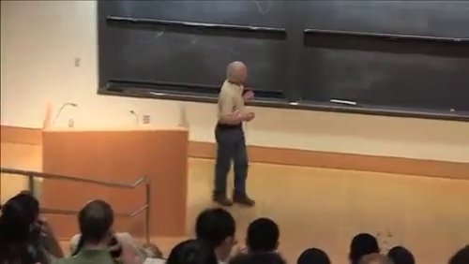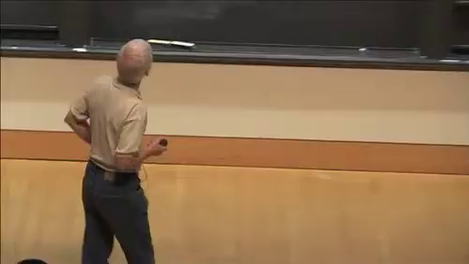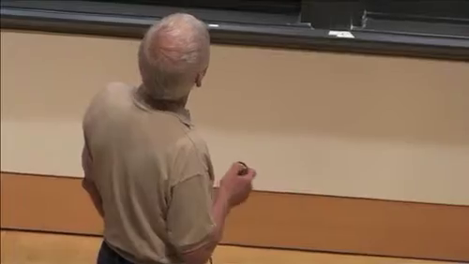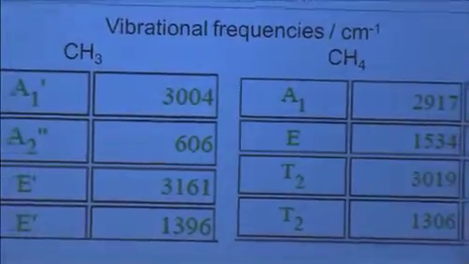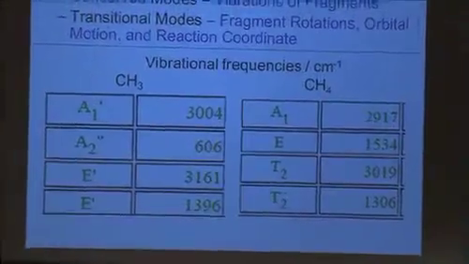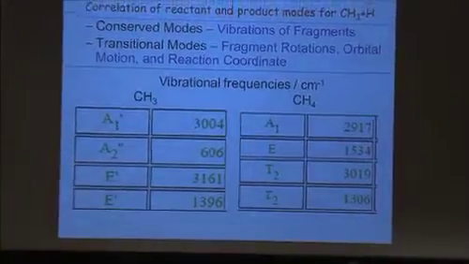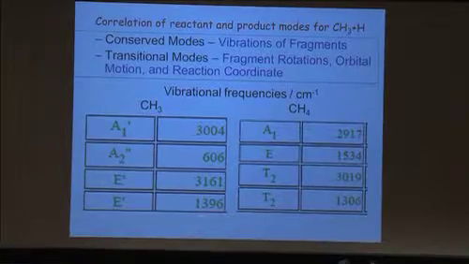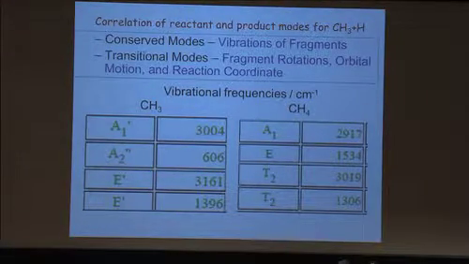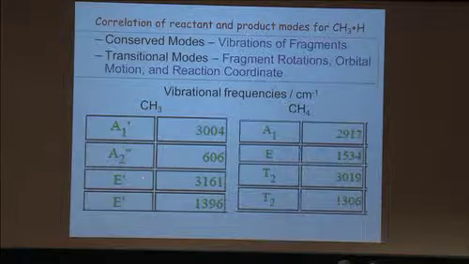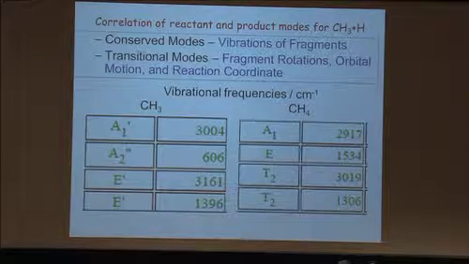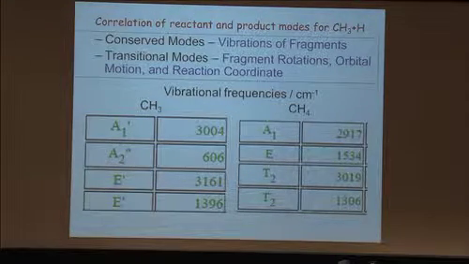Right. Okay, let's go on and investigate this in a little bit more detail. So what we're going to do is look at CH3 and H. And we're going to define vibrations as being conserved vibrations or transitional vibrations or modes of motion. And so these are the vibrations in CH3. These are group theory symbols, which you don't need to worry about, except that what they mean is there's one vibration, which is a CH stretch at 3004 wave numbers.